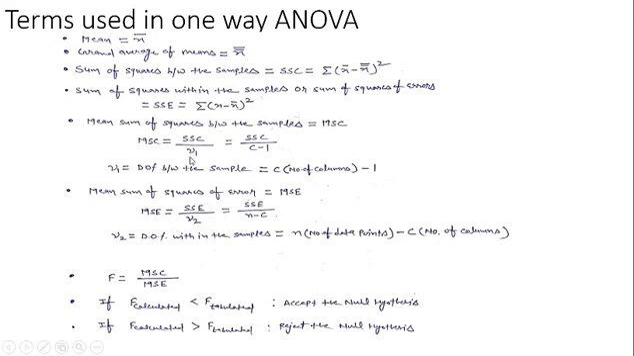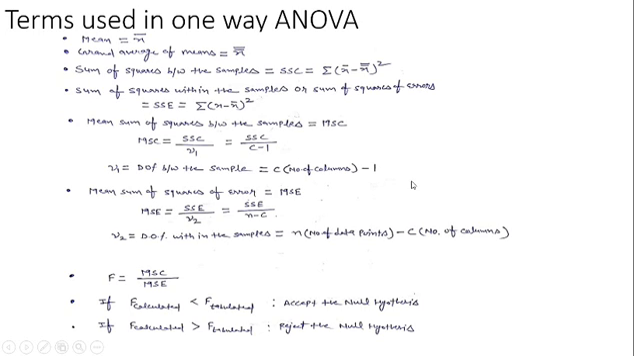Mean sum of squares between the samples is denoted by MSC. MSC will be equal to SSC upon nu 1. The nu 1 is the degree of freedom between the samples. Here that will be equal to C minus 1, where C is the number of columns. So MSC will be equal to SSC upon C minus 1.